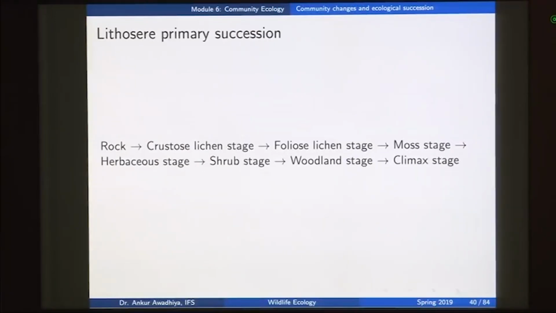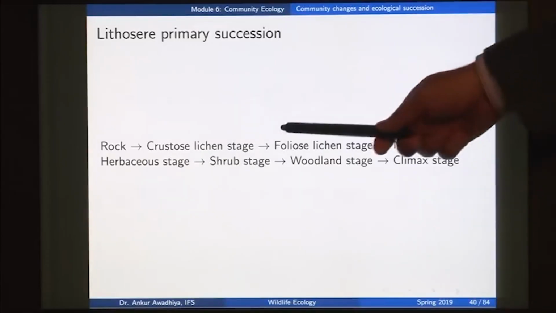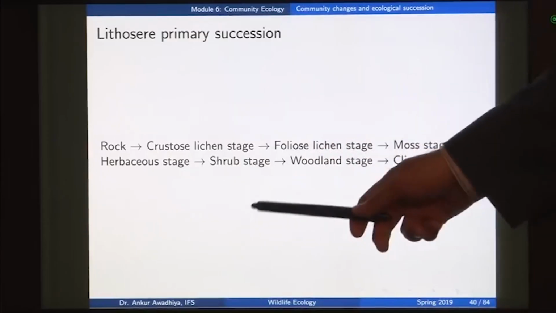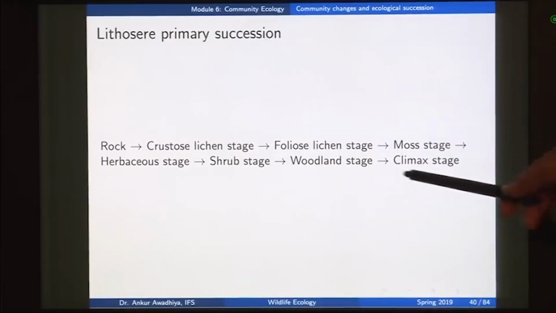Now, let us look at some examples of primary succession. The first one is the lithosphere that we have already seen. So, from rock you move to crustose lichen, to foliose lichen, to moss, to herbaceous stage where you have the grasses, to shrub stage, to woodland stage, and finally to the climax stage. So, that is a lithosphere, which is a rock community.